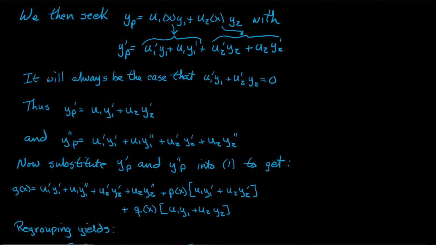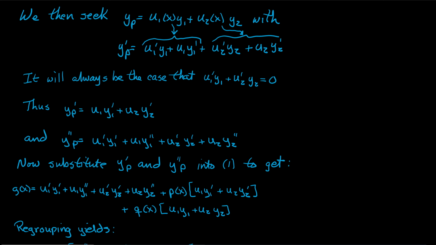Once you have these terms computed, we're going to substitute yp prime and yp double prime, the particular solution's first and second derivative, into the original equation. And this will give us something like what's on this next line here. Notice I have my right-hand side, the g of x, way over on the left. Okay, so it's way over here. I haven't left it out. It's still in there. And you get a bunch of terms.